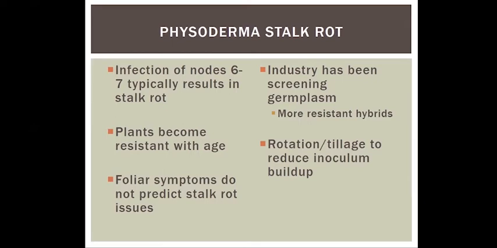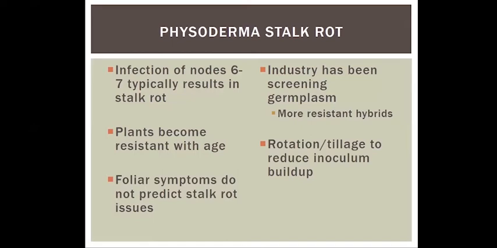As that plant ages, it becomes more resistant. Now, why that is, is it similar to Colletotrichum or something like that? I'm not sure. But we do see that there's not really any correlation between the hybrids that produce strong foliar symptoms or infections and stalk rot. So just because you have a lot of foliar infections, it doesn't mean you're going to have a lot of stalk rot. You can have stalk rot without foliar infections and vice versa.